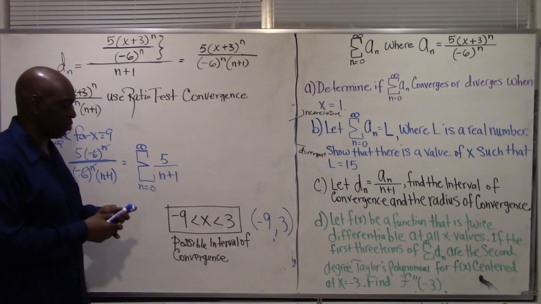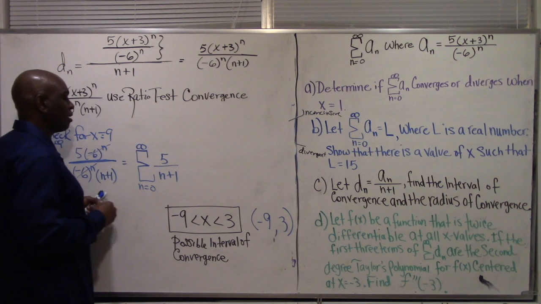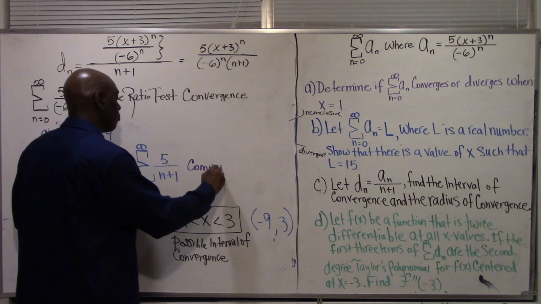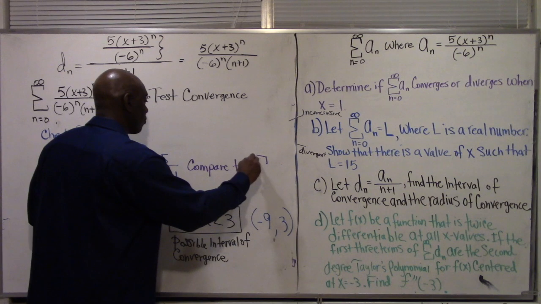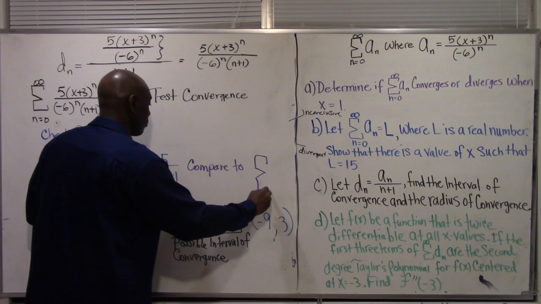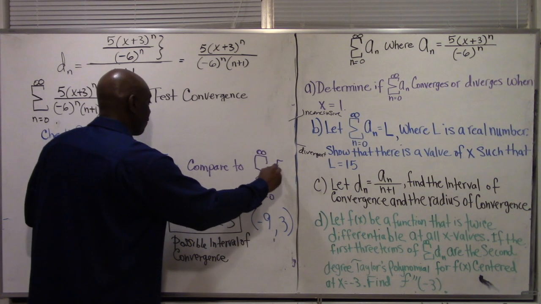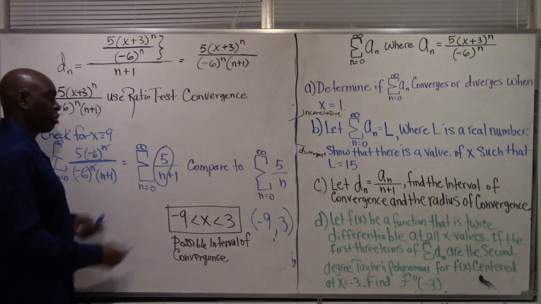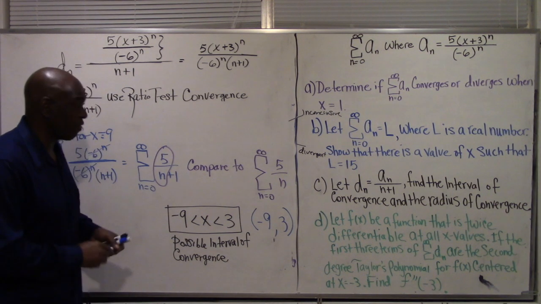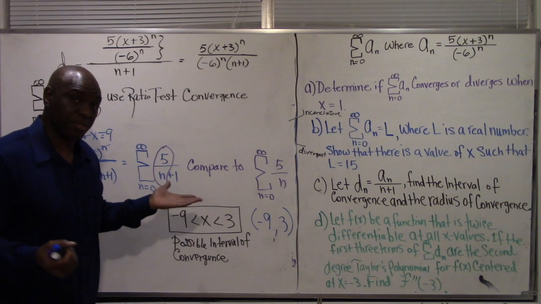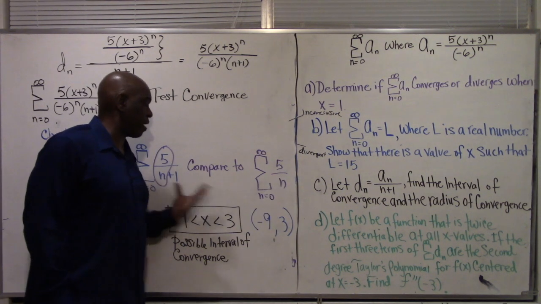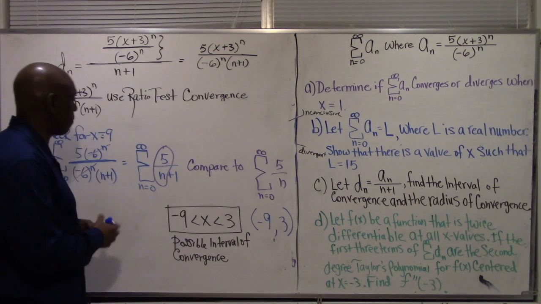So, with that being said, here's what I'm going to do. I can compare this to the following. I'm going to compare it to the summation n equals 0 to infinity of 5 over n. Compare it to that. 5 over n. Direct comparison test. I'm going to compare this series to this series.